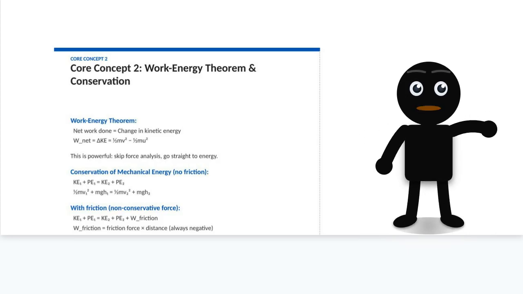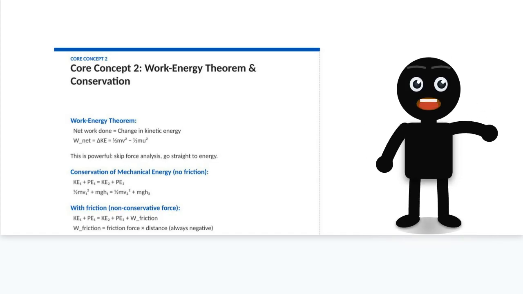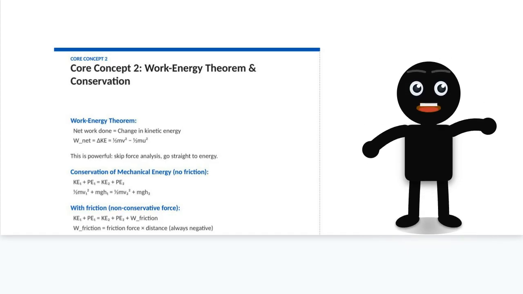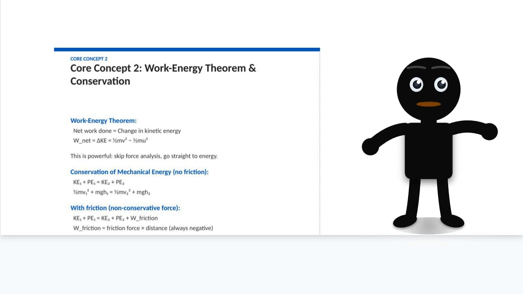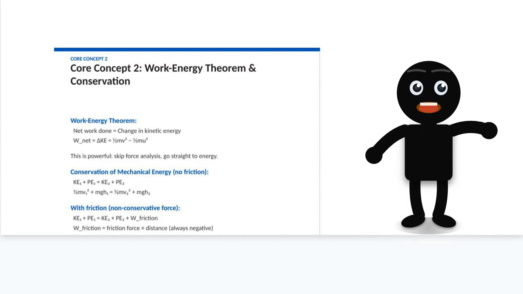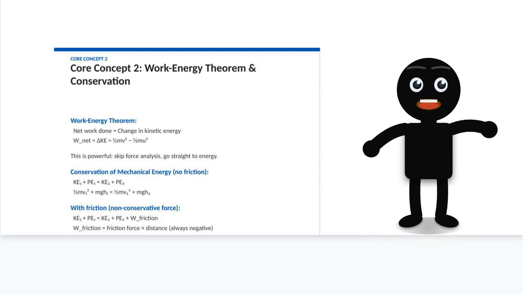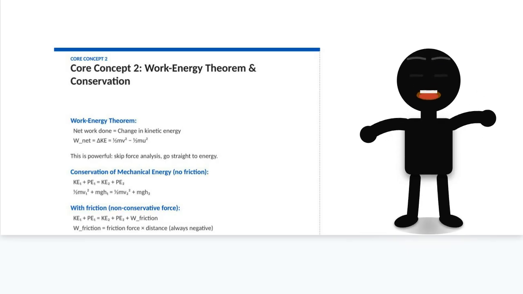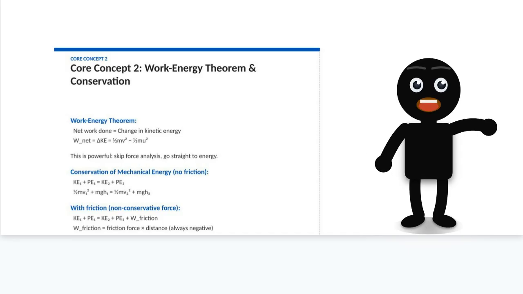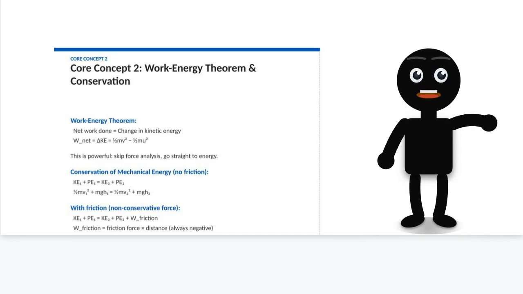Conservation of mechanical energy is a special case. When only conservative forces like gravity and spring forces act, total mechanical energy remains constant. Kinetic energy plus potential energy at point 1 equals kinetic energy plus potential energy at point 2. When friction is present, friction does negative work, removing energy from the mechanical system. Always account for this lost energy as W friction equals friction force times the distance over which friction acts.